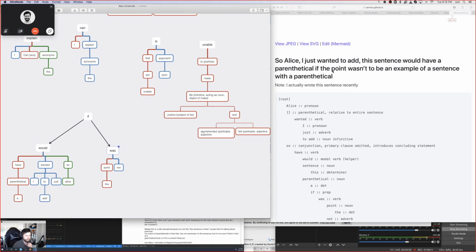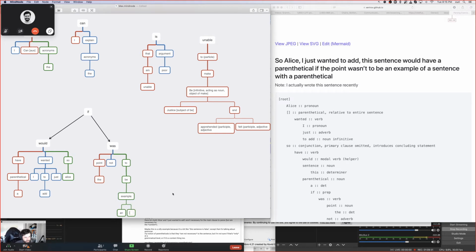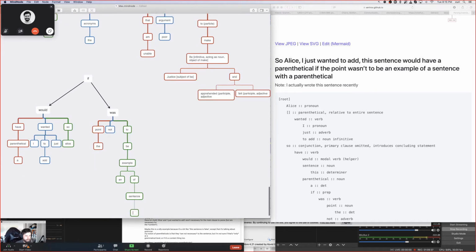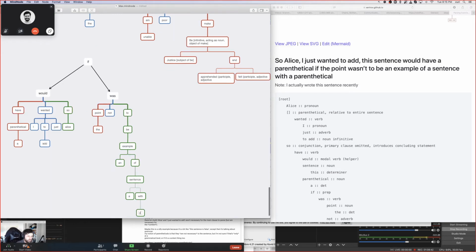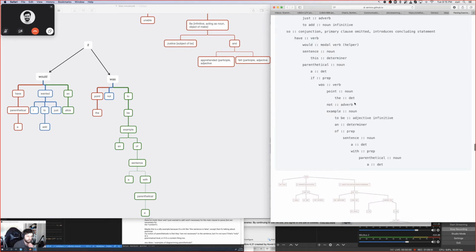So we have the was, subject point, modifier not, object or complement. Is this to be? I don't know why I've, what do you call it, to be an example, and an example of sentence A, and it is also a sentence with parenthetical A. All right, there we go. Does this make sense? I haven't compared it to yours very much yet.